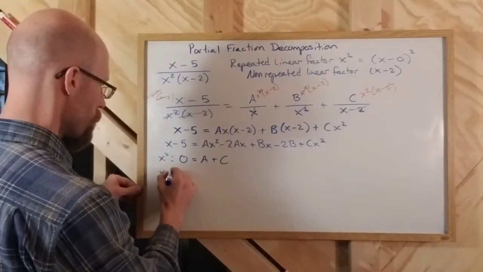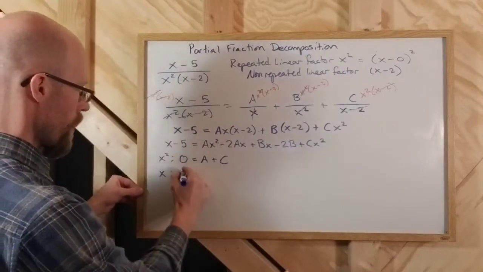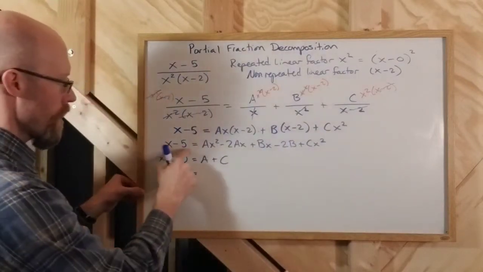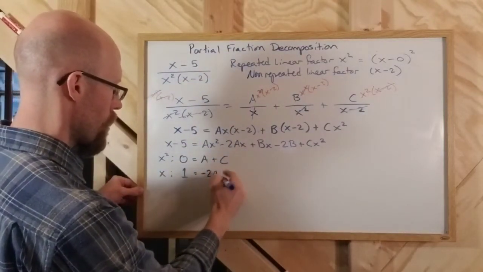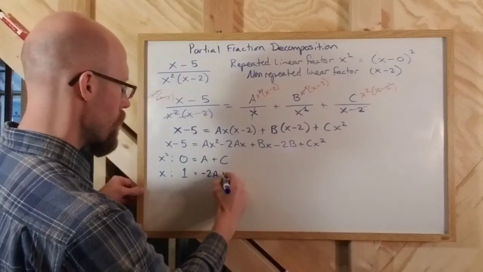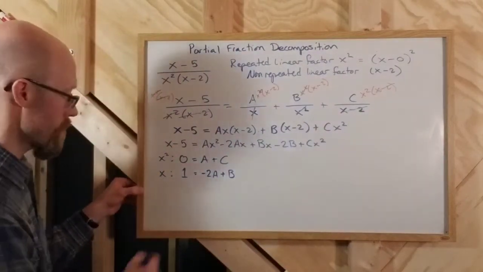Then look at the x terms. Well, the x terms give me a 1 on the left, and let's see, a minus 2a, a plus b on the right. So that's another equation in my system.